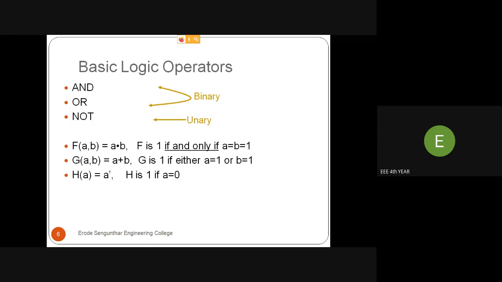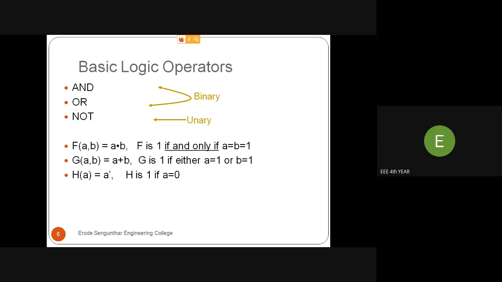g of a, b is equal to a plus b. G is high, high means 1, 0 means low. G is high if either a equals 1 or b equals 1. If at least any one input is high, the output is high. This is called the OR operation. For AND operation, two variables are multiplied. For OR operation, two variables are added. If any one input is high, then the output is high.